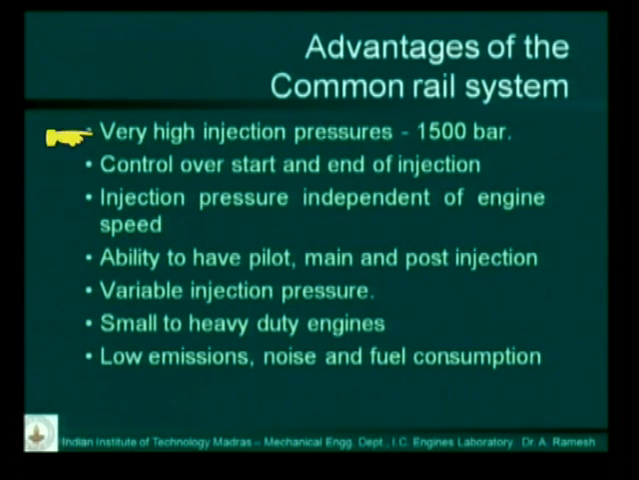So the advantages of the common rail system are, we go to very high pressures, even greater than 1500 bar. We have full control over start and end of injection. We have control over injection pressure, and injection pressure does not depend on speed. We have pilot, main, post, retarded post, so many injections possible. You have variable injection pressures, and most importantly, the system is modular.